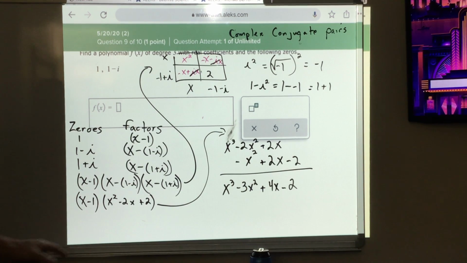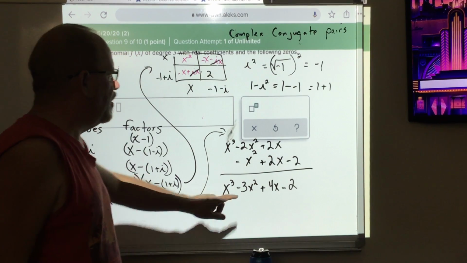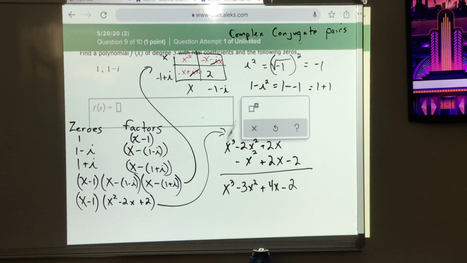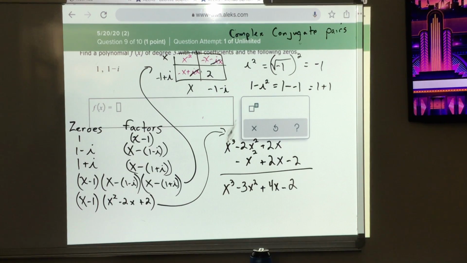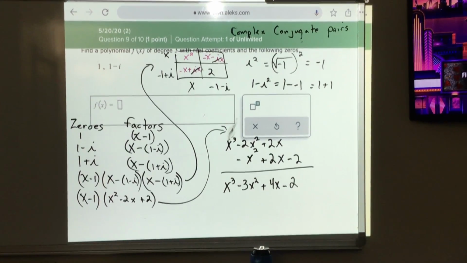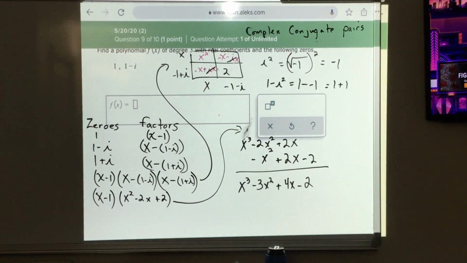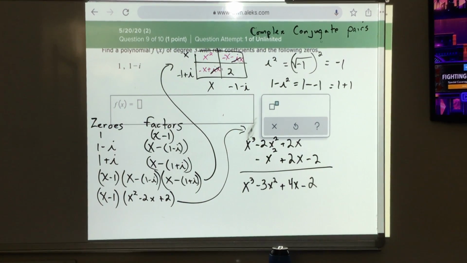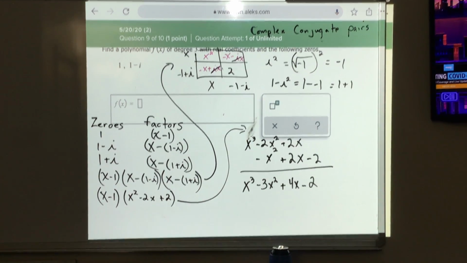So this is the answer. It's a little math. It's fun math. You'll have to do it next year, so hopefully I can help you learn it, and it's easier because I did. Anyway, thanks.